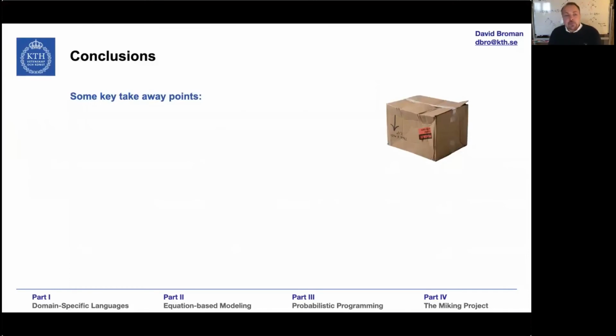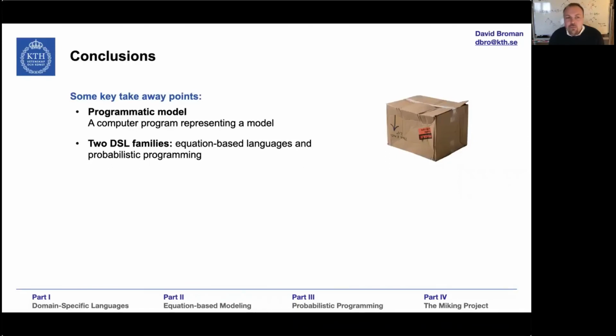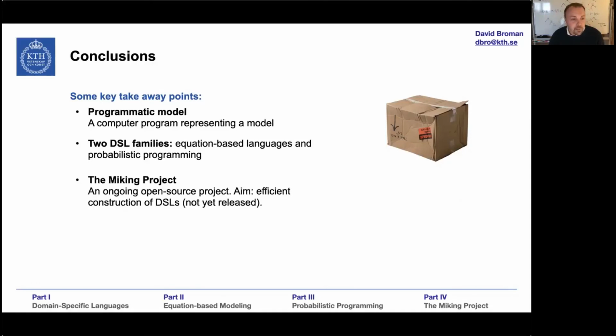Okay, so with that, I just want to conclude. We talked about programmatic models. It's basically computer programs representing models, but they are still models. And we talked quite a lot about what a model is. I introduced two families. It's not like two languages, but rather families of languages: equation-based languages and probabilistic programming. But of course, I just skimmed the surface. And then I said a few words about this ongoing open source project. So it's there on GitHub. We haven't released the first version, so if you look at the actual code, you're on your own.